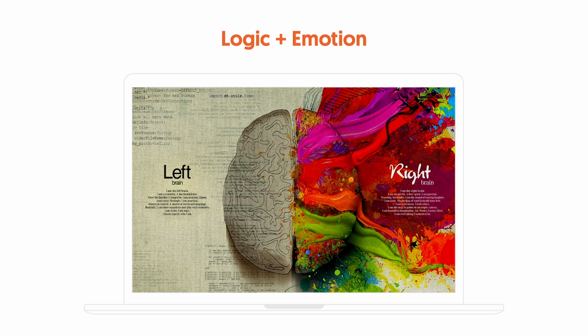When you think about people, they have different sides to their brain. Are they logical, more emotional? And you want to try to appeal to both sides, not just to one. So then that way you can maximize your conversions.